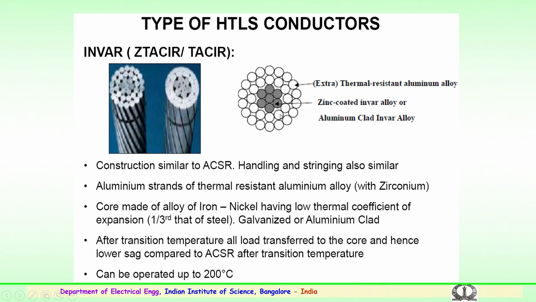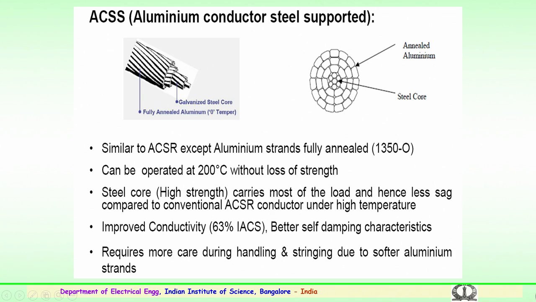So, as the temperature rises after the transition, the entire load is transferred to the core, which consists of aluminum clad invar alloy or a zinc coated invar alloy. This helps to see that the transition temperature, when compared to the ACSR, gets reduced. This will help in reducing the sag.